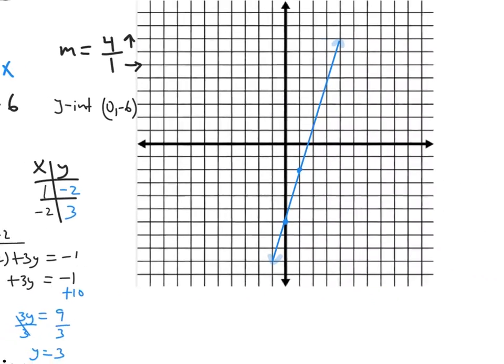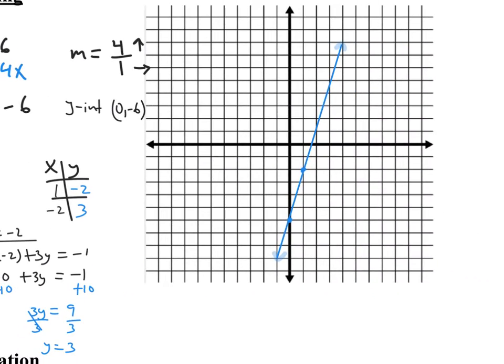Okay, so now I'm just going to go ahead and plot those 2 points, 1, negative 2. I'll do it in a different color here, 1, negative 2. Oh, would you look at that? There we go. And then negative 2, 3: negative 2 back, up 3. Here we go. And now I'm just going to go ahead and draw my line right through those 2 points.